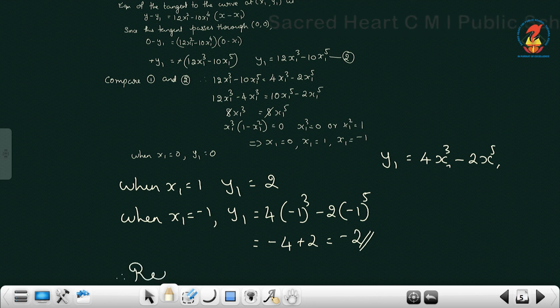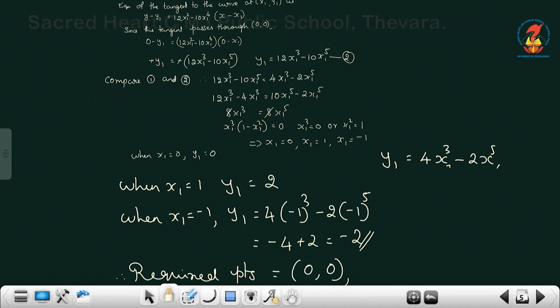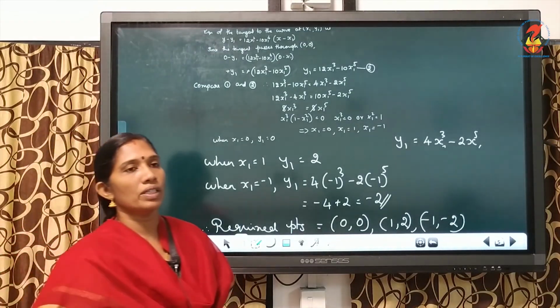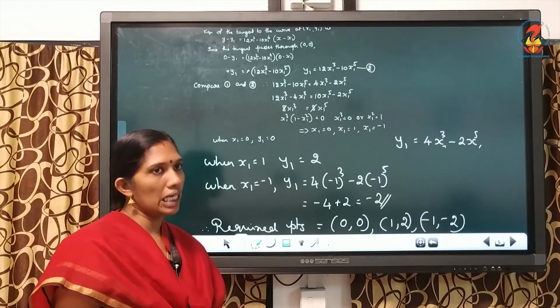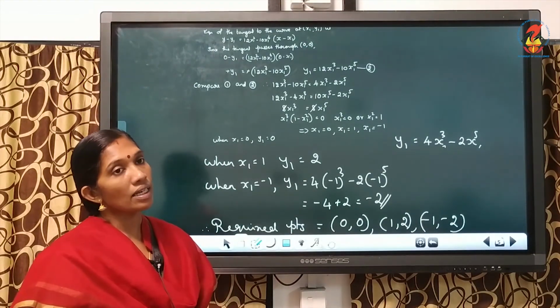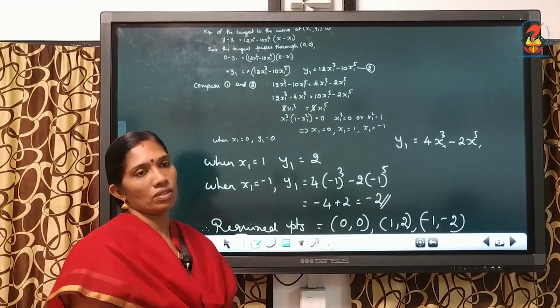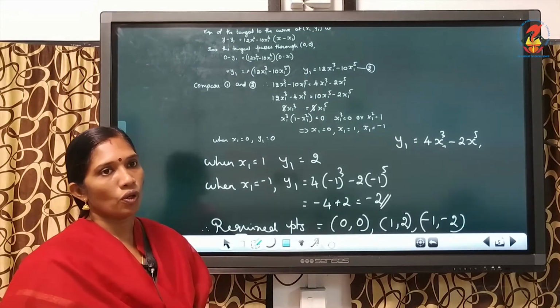Therefore, the question is, what are the required points? So the points are, the first point is 0, 0, the second point is 1, 2, the next point is minus 1, minus 2. So these are the 3 required points, and these are the points of contact of the line and the curve whose tangent passes through the origin. Okay, I hope you understood this.